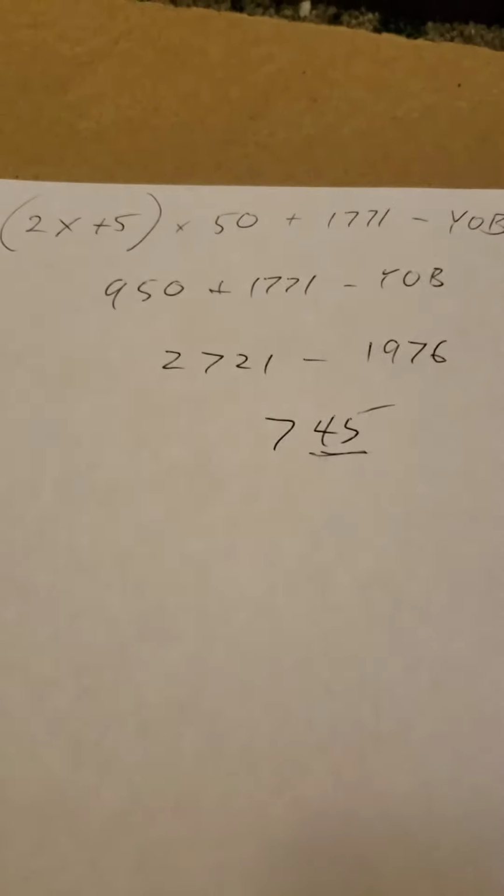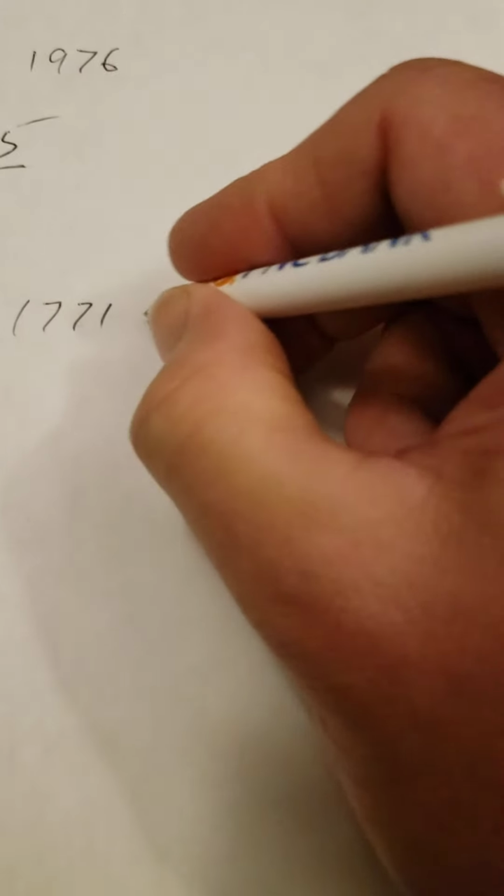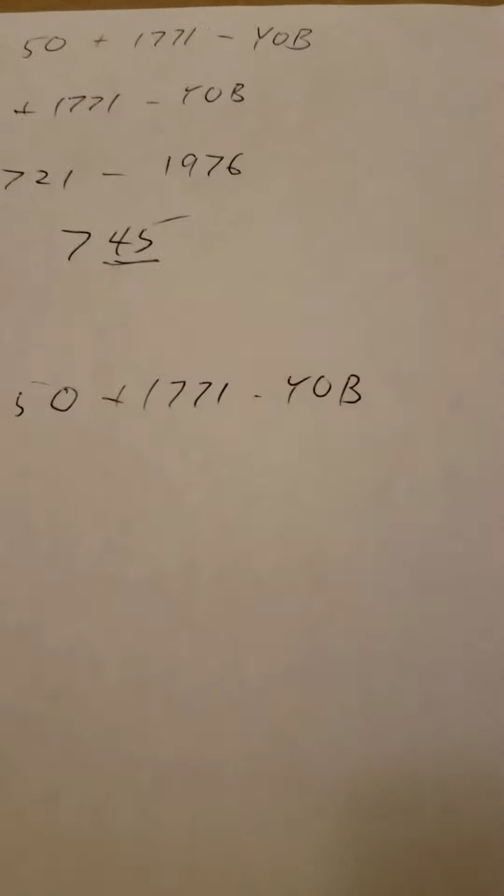Wow, that's amazing. How does that work? That's incredible. Well, let me show you what's really going on. 2x plus 5 times 50 plus 1771 minus the year of birth. That's the math trick. Now, what's the actual normal way I would find my age?